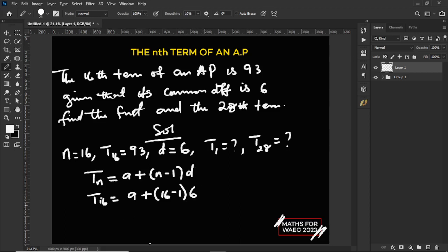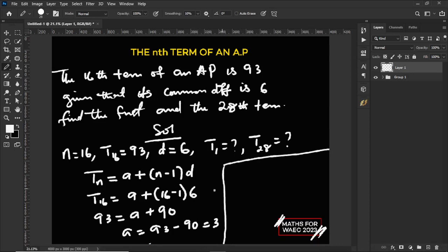So T16 is what? 93. So write down 93 equals A plus 15 times 6. That's 90. So A is equal to 93 minus 90, that's equal to 3. So we have been able to find the first term, and the first term is 3.